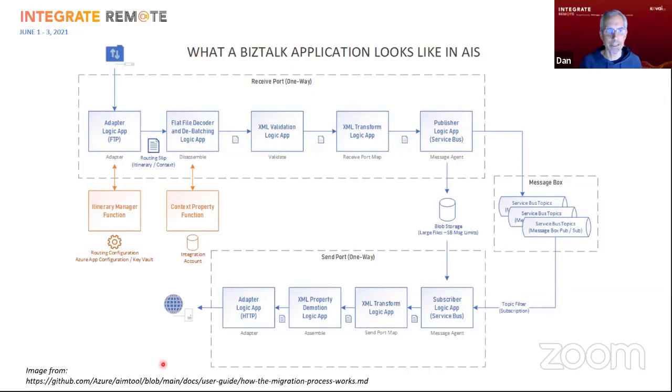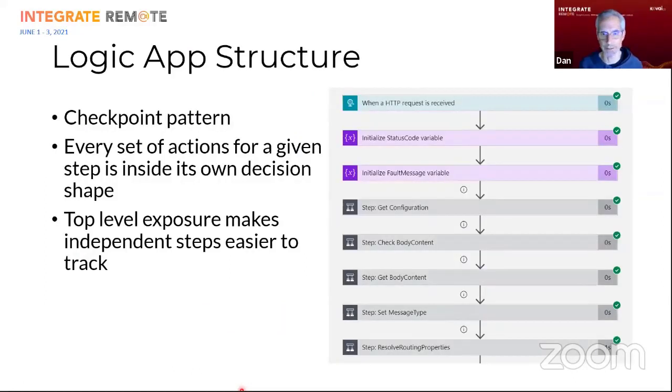So since Logic Apps makes up a very large part of the solution, it's helpful to understand the pattern that they've used to create these. Most of them will follow this pattern and look like this. It's a checkpoint pattern. So you'll start with a trigger, of course. You'll have a bunch of variables that get initialized. But then every set of actions that happens is put inside of a decision shape.